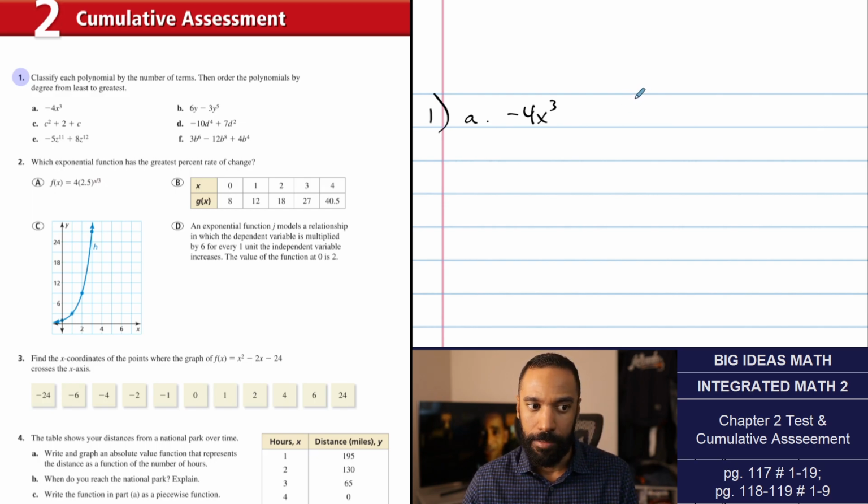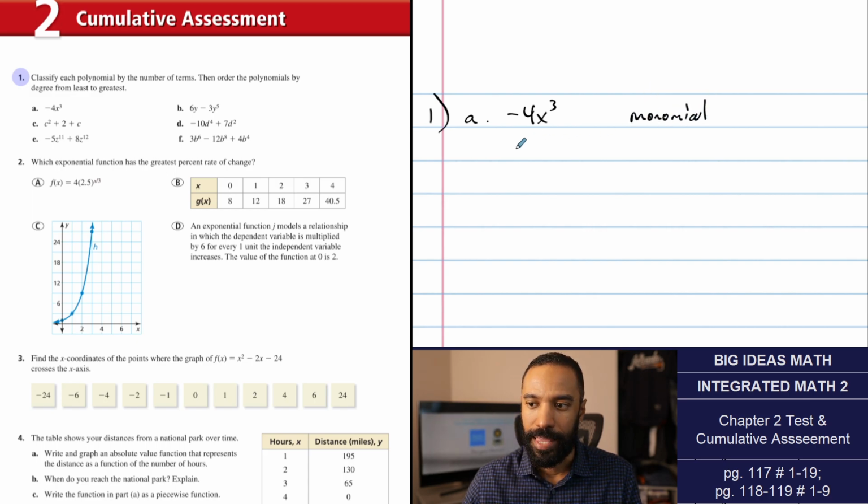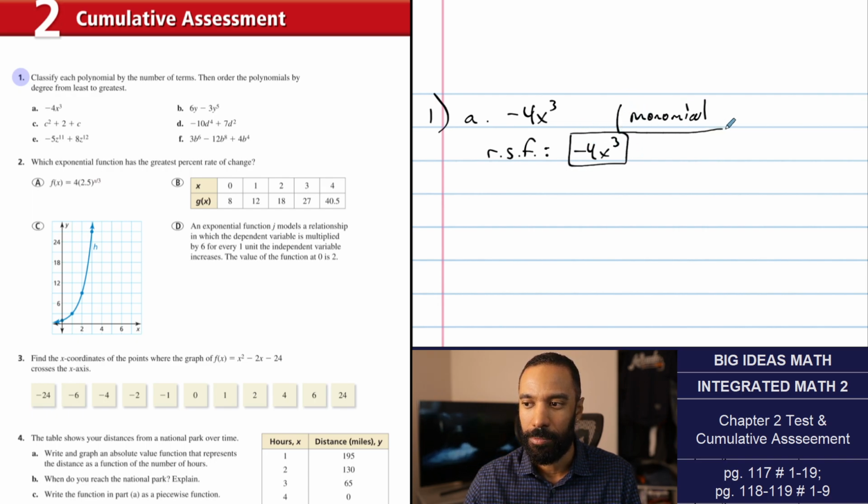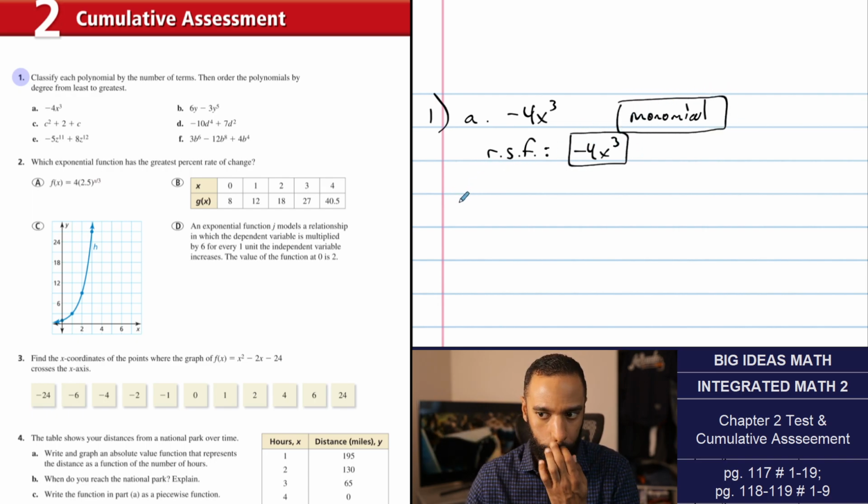Classified by number of terms. Okay, this time I'll just do number of terms. It's a monomial. And then as far as the reverse standard form, RSF, I'm calling that reverse standard form. It is still negative 4x cubed. It is a single term. So monomial and then that.